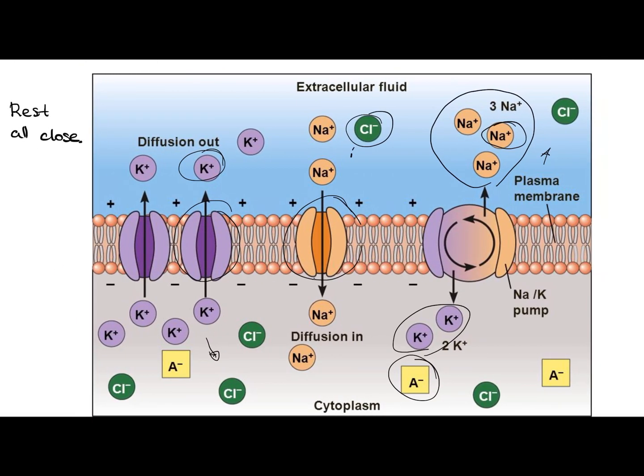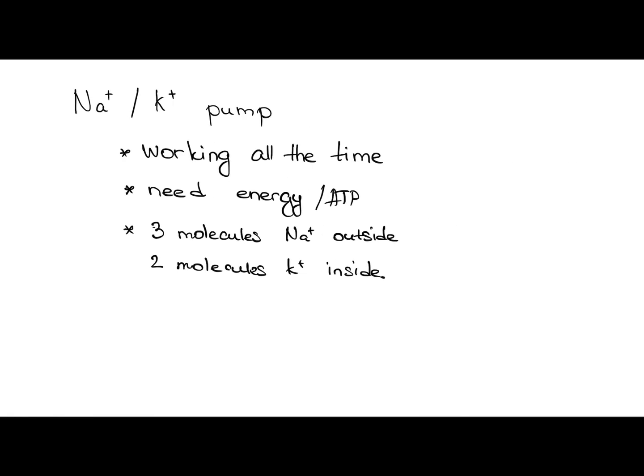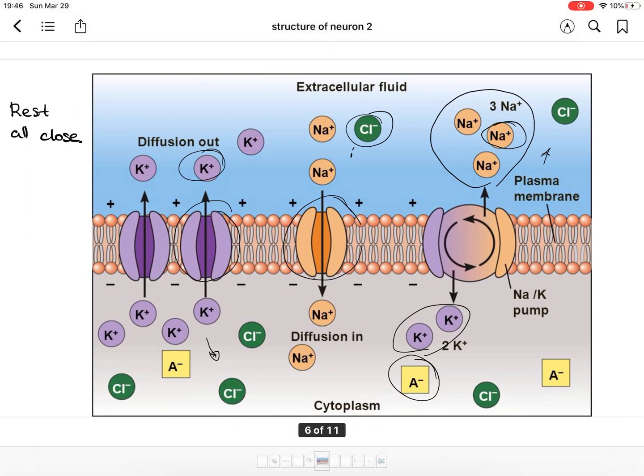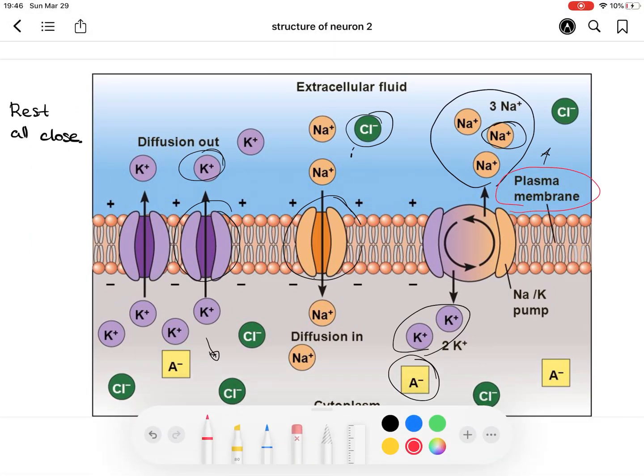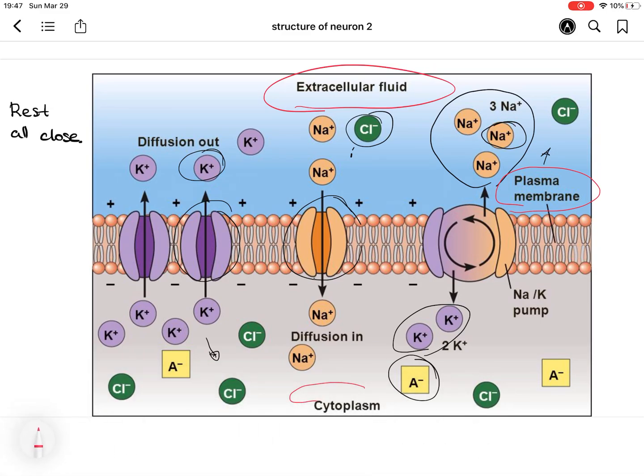Okay, and why is the outside plus and the inside minus? It depends on the ions which are close to the plasma membrane. The plasma membrane divides them. This is the outside, the extracellular space, and this is the inside of the cell. Also, in the plasma membrane, we have gates.